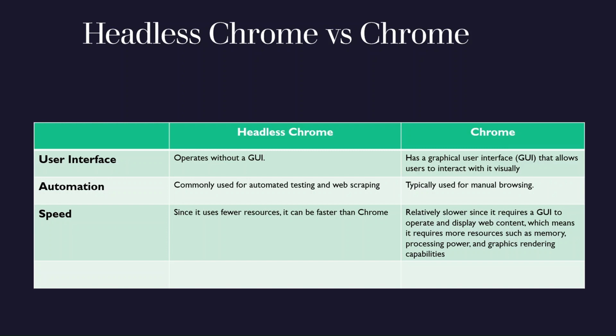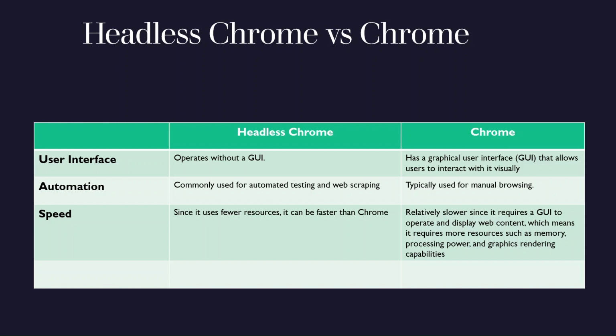And when it comes to automation, headless Chrome is mainly used for automated testing and web scraping, whereas Chrome is used for manual browsing. So when you want to check information from the internet, you use your Google Chrome.